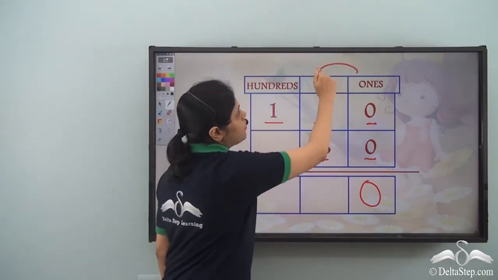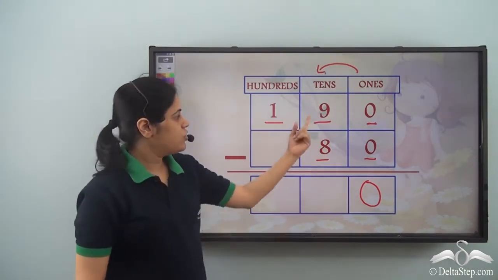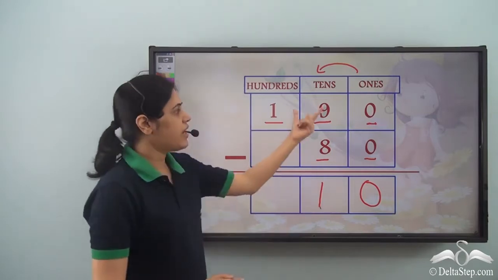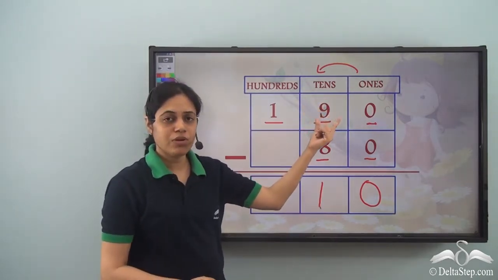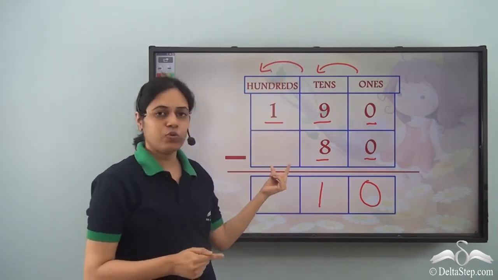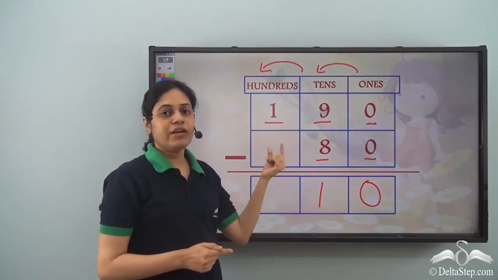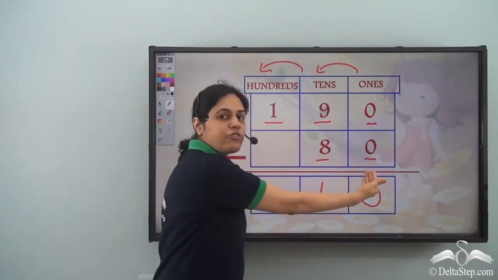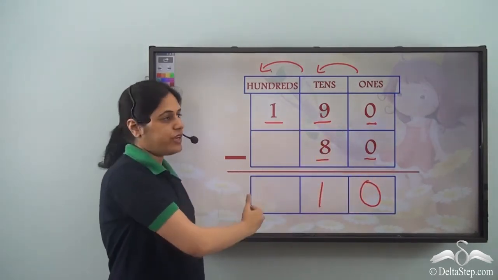After the ones room, I go to the tens room. So 9 minus 8 gives me 1. And what happens after the tens room? I will go to the hundreds room. So this room, that is the room to the left, should be subtracted at the end. So we start from the right and keep moving left.